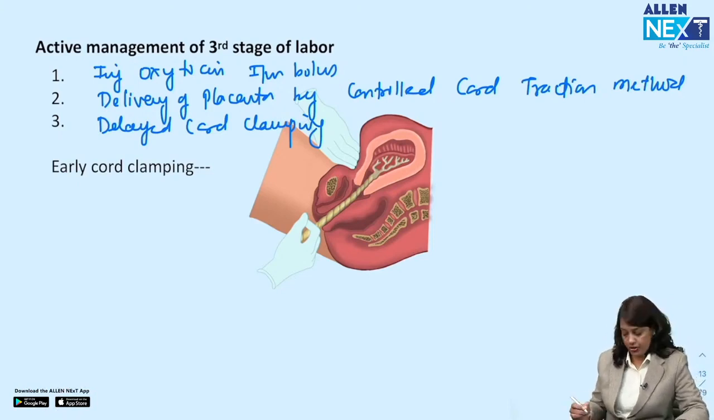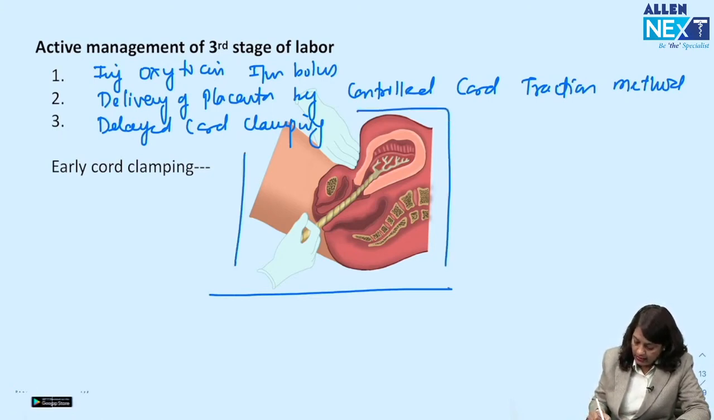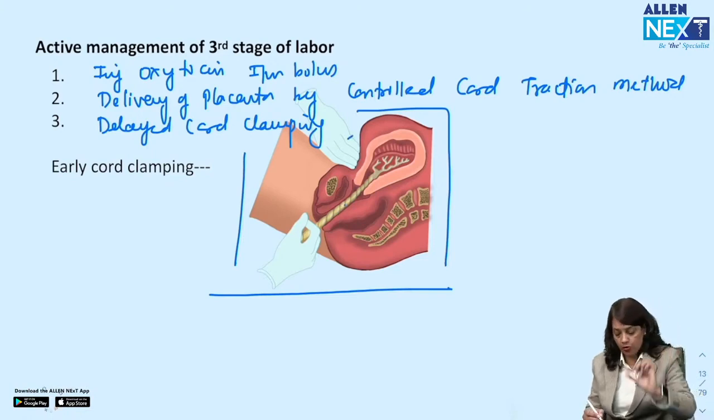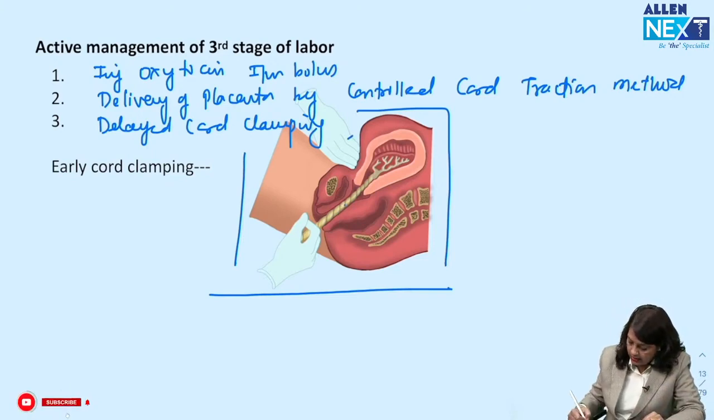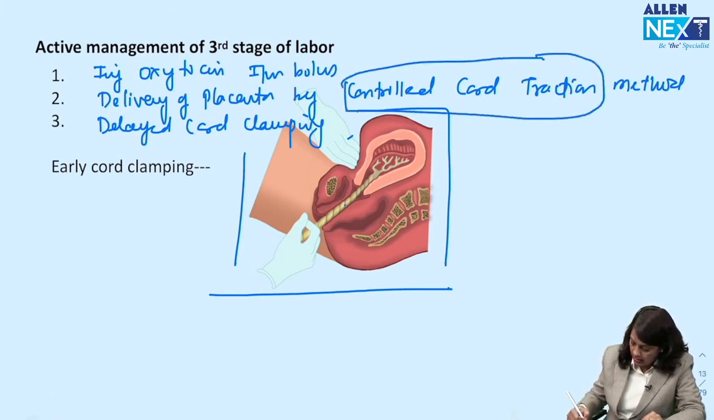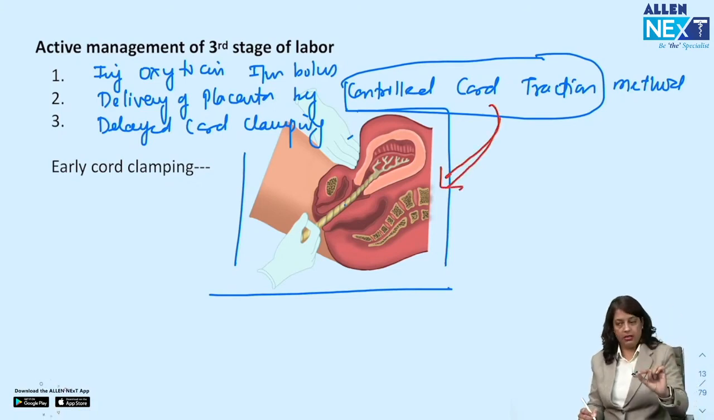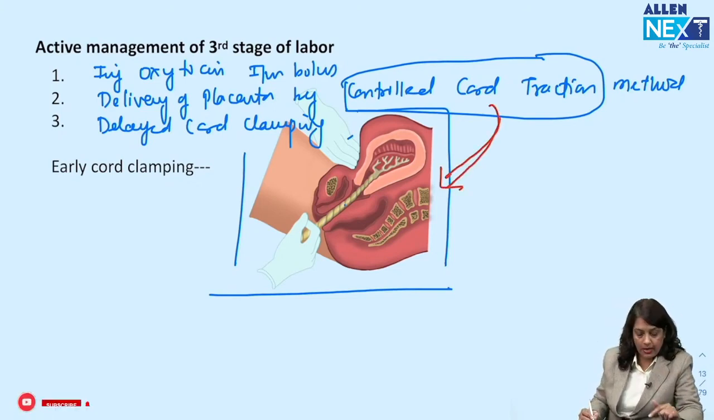Now question, what is this image showing? You can see that this is placenta and this hand is applying suprapubic pressure. So this is the method shown in this image, that is the controlled cord traction method. So you can get an image based question as well.